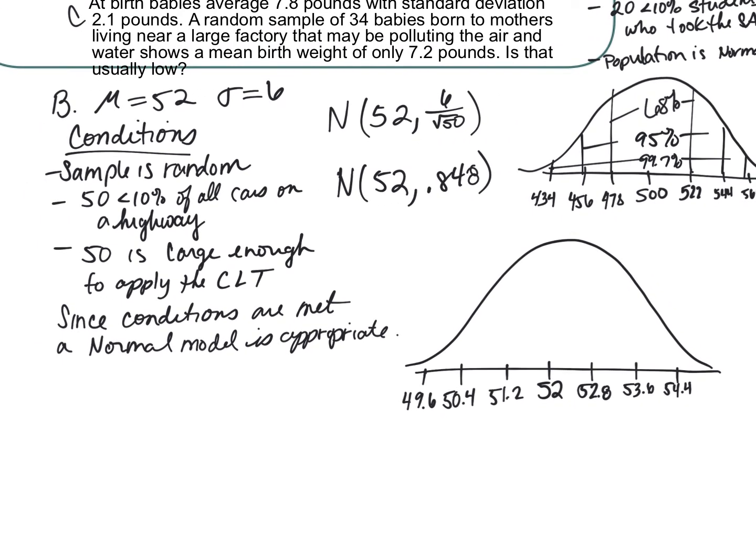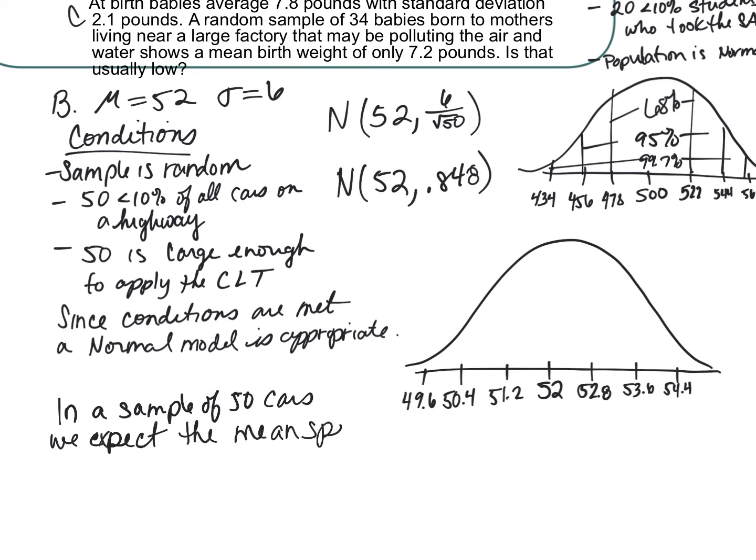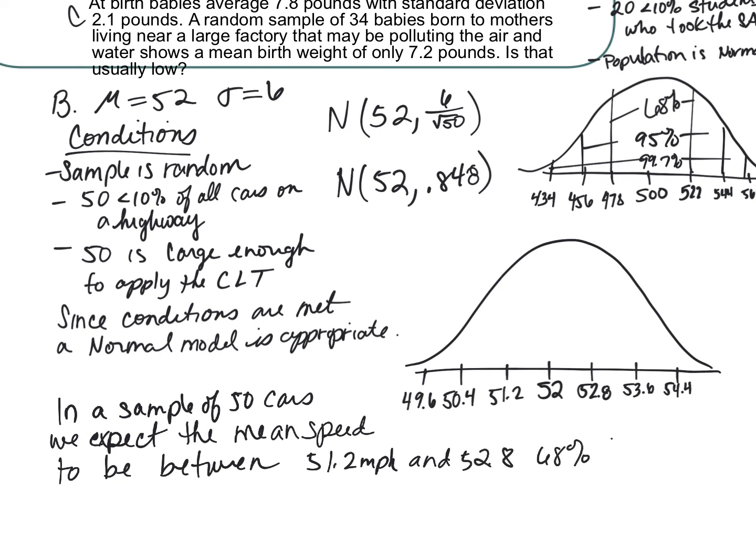Yeah. So in a sample of 50 cars, we expect the mean speed to be between 51.2 and 52.8, 68% of the time.